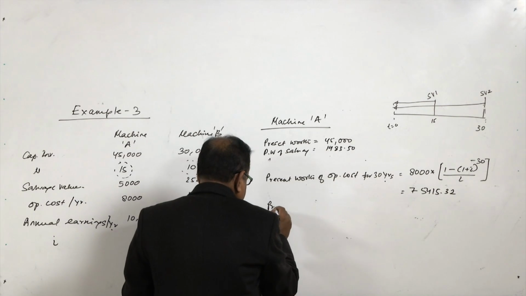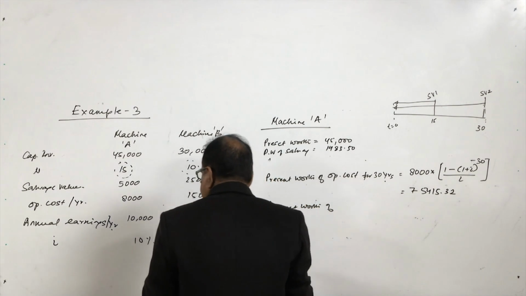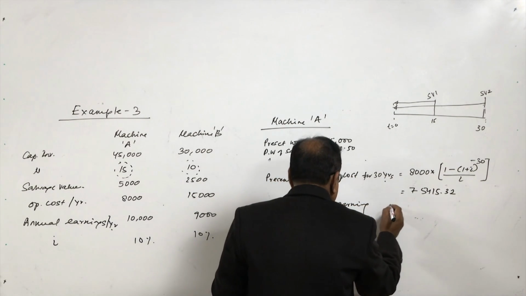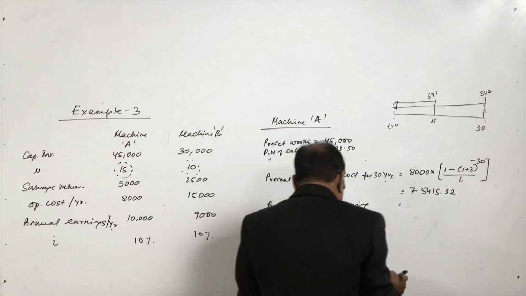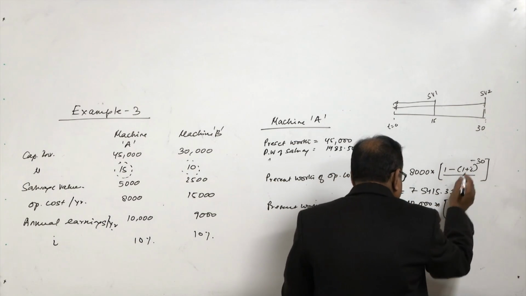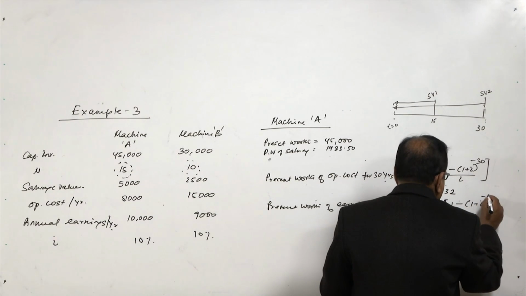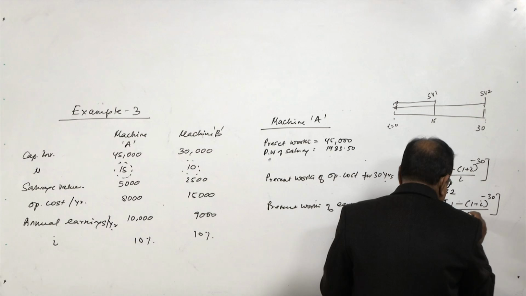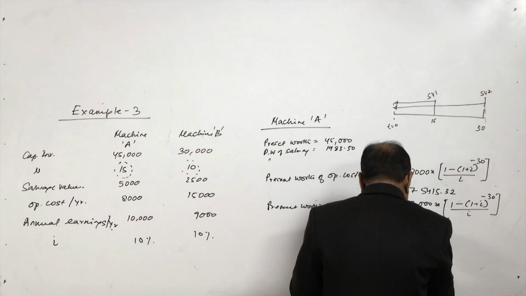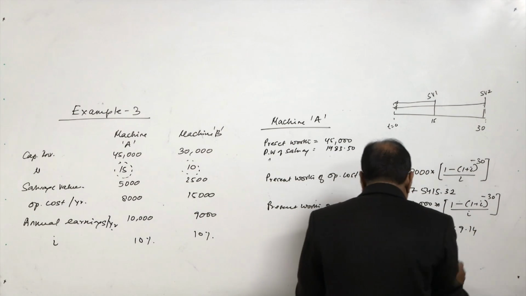Similarly, present worth of annual earnings is equal to 10,000 into this one: (1 minus (1 plus i) to the power minus 30) divided by i. This comes out to be rupees 94,269.14.